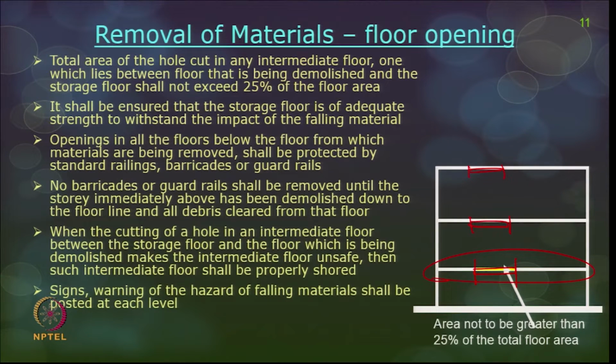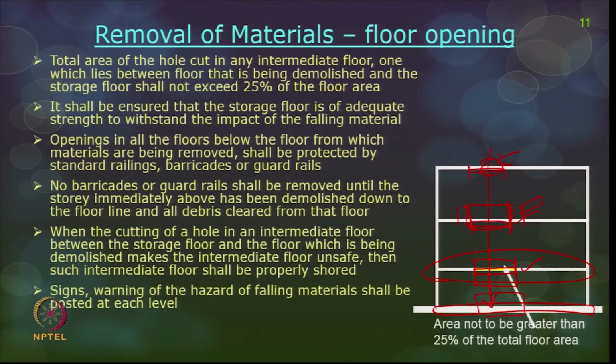It should be ensured that the storage floor is adequately strong enough. So, this is the storage floor, it should be strong enough to withstand the falling material, because it comes with a very great impact load onto the floor. The openings in all the floors below the floor, so this is the floor from where you are throwing the debris, all the floors below should also be properly barricaded. Okay. So, there should be barricades with proper danger signs written saying hazard, falling debris, so that people are warned of the falling debris, and there should be a proper guardrail also at all the floors below and also at the collector point.